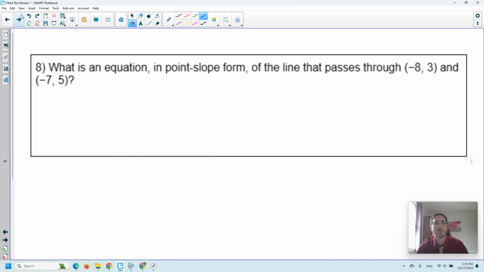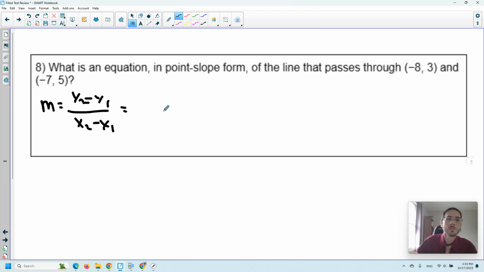For number 8, again, point slope form. This time we have to pass through the 2 points. So to do this, we need to get the slope first. We need to get m. So this is y2 minus y1 over x2 minus x1. Let's label them. This is the first point, x1, y1. This is the second point, x2, y2.